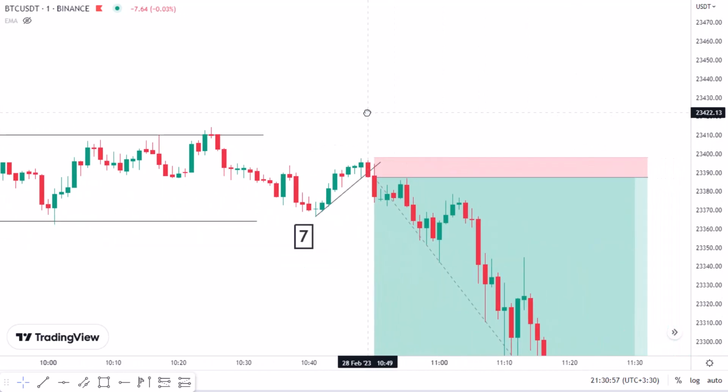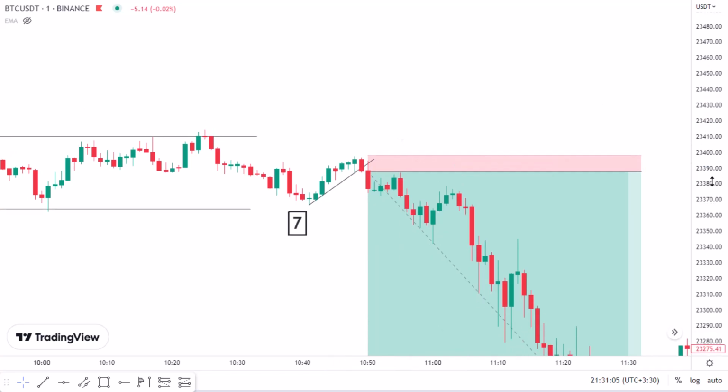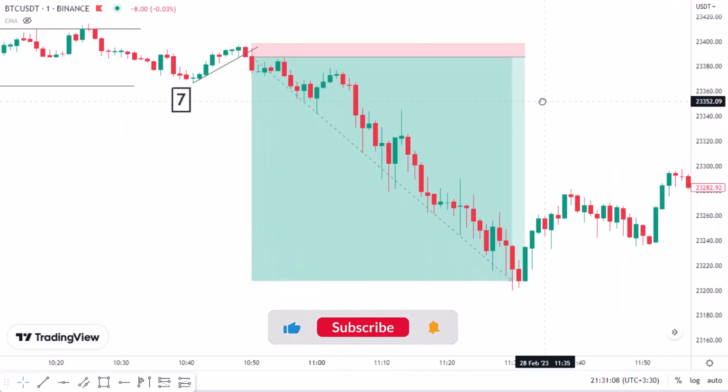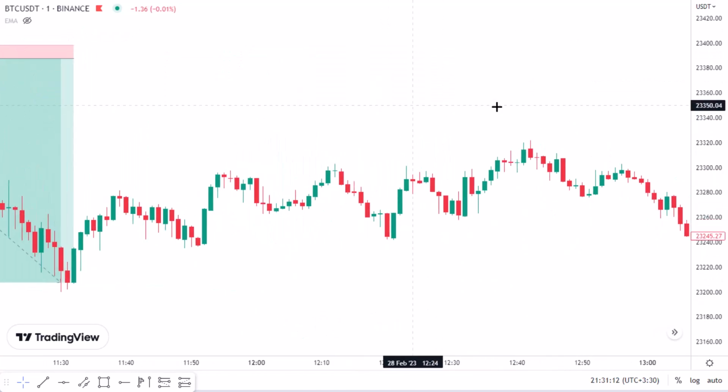On the trade 7, we have a trend line with 3 touches here, 4 touches. On the 5th time it breaks it, we enter the sell position, put our stop loss somewhere safe, and it gives us a reward of 17, a fantastic reward.